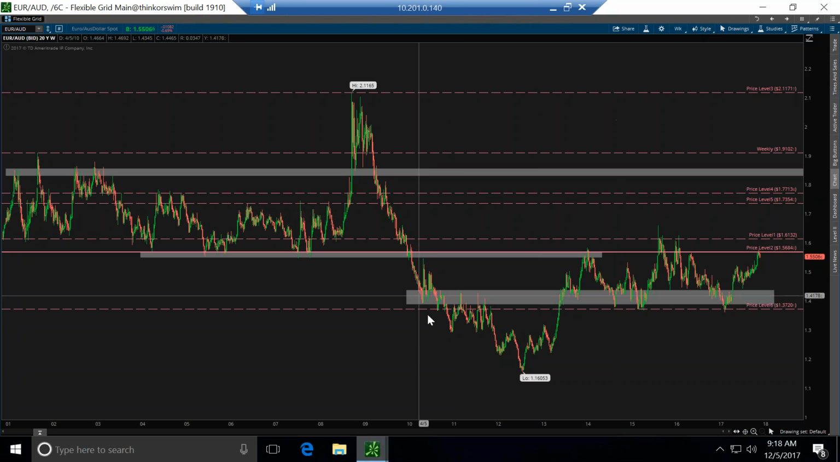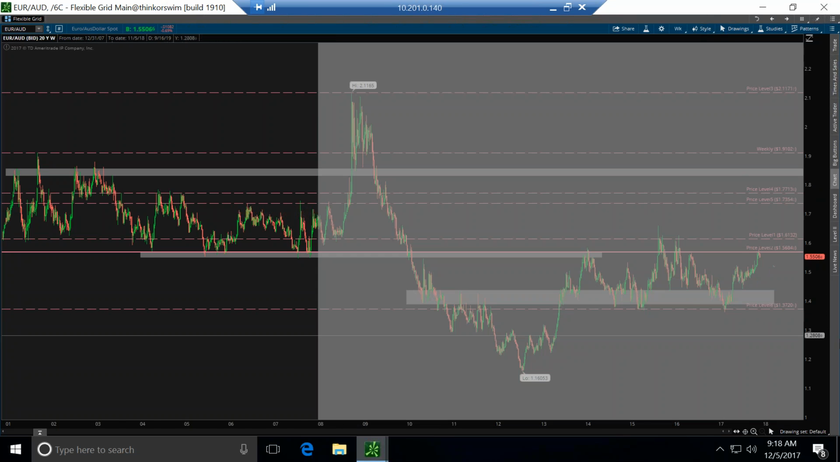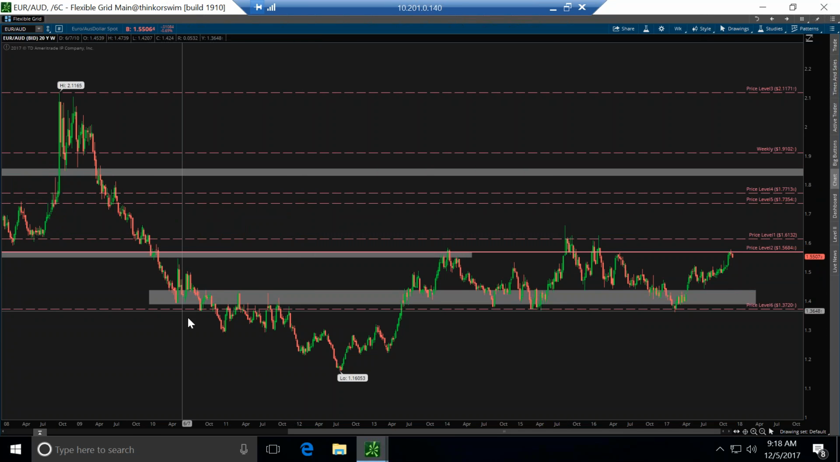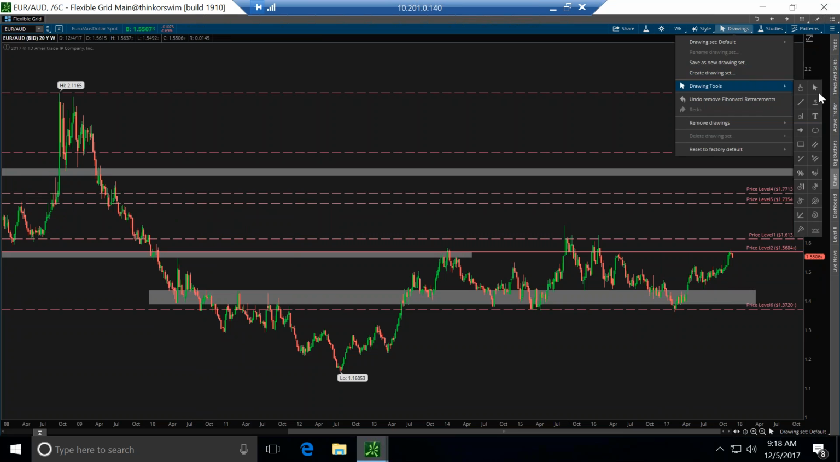So now we've got a pretty decent level. And then if you look left, we've got another little range here, and another low established coming out of those levels.